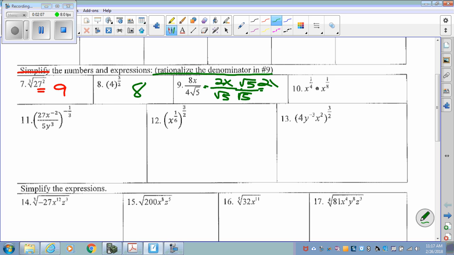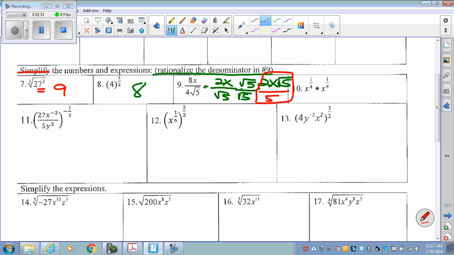So I get 2x times radical 5, and then I've got 5 times 5, that would be the square root of 25, right? You multiply what's underneath, and then the square root of 25 is 5. So I'll go ahead and just make that into 5. And that is my final answer.